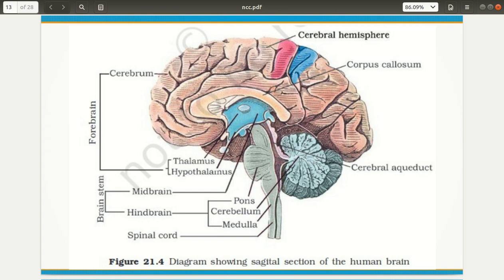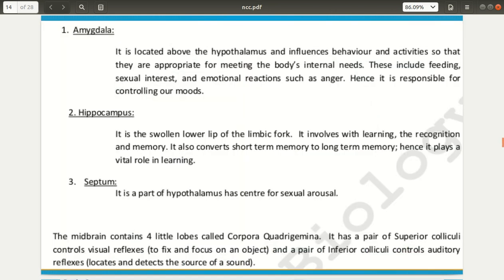So there is this corpus callosum also which you can notice. All this labeling is required whenever they ask you for the neat labeled diagram of the sagittal section of the human brain. So amygdala, it is located above the hypothalamus and it influences behavior and activities so that they are appropriate for meeting the body's internal needs.